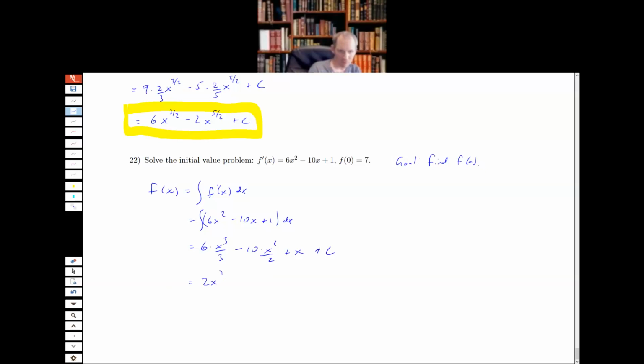So simplifying, 6 over 3 gives me 2. 10 over 2 is 5. Okay, so now I have this general solution, and I'm going to use my initial value to get the particular solution. So f of 0 equals 7. So 7 is 0 minus 0 plus 0 plus c. So 7 equals c. Then my f of x is 2x cubed minus 5x squared plus x plus 7.